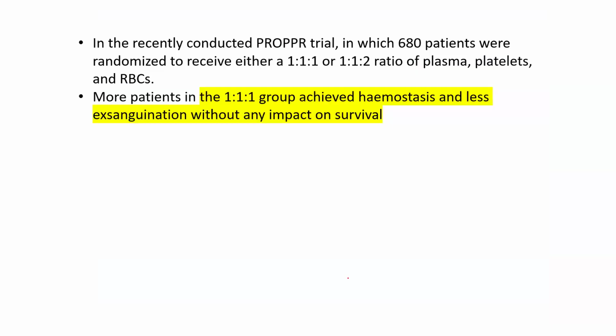So the take home point would be both the PROPPR and PROMMTT showed that there is a higher risk of death if a patient receives the 1 is to 1 is to 2 transfusion. They said that if the patient receives a 1 is to 1 is to 1 transfusion ratio, it achieved better hemostasis and lesser chances of exsanguination were seen.